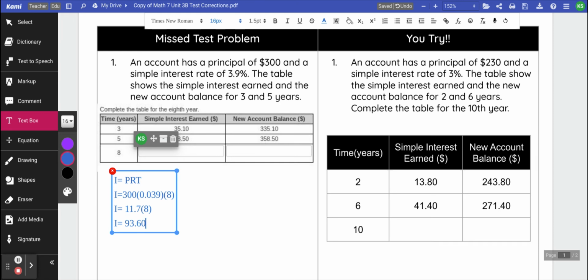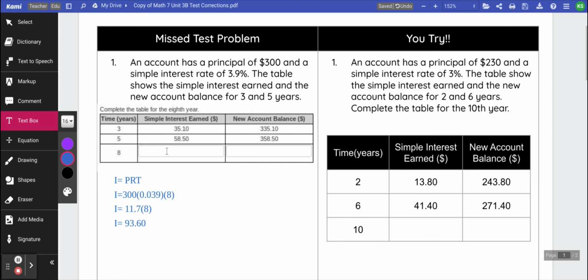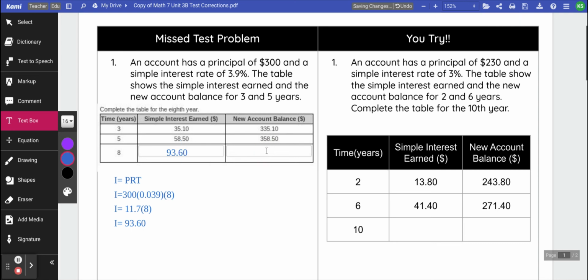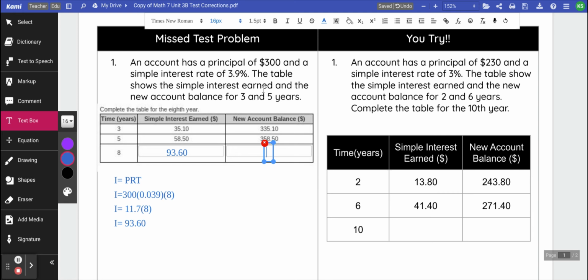So now if I multiply that 11.7 times 8, I get 93.60. Okay, so that tells me that is the amount of interest that I'm going to earn over 8 years. So I would go over to this and I would put in 93.60, and then I add that 93.60 to 300 and I get 393.60. That would be the total amount.